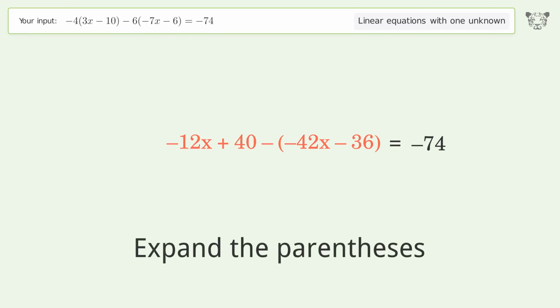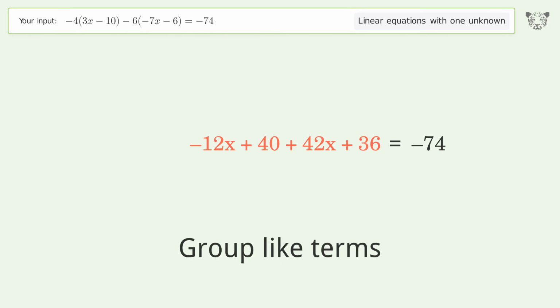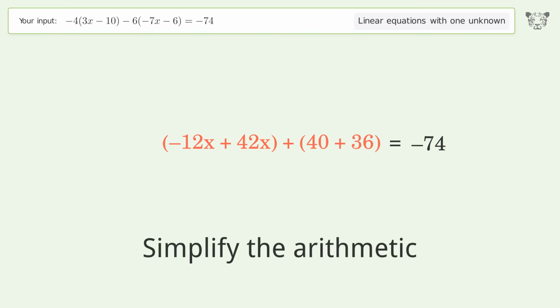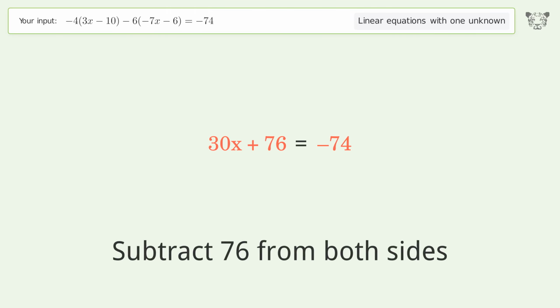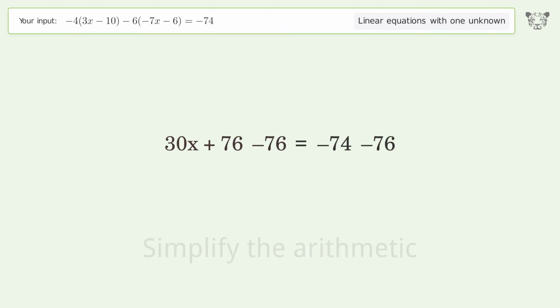Expand the parentheses. Group like terms. Simplify the arithmetic. Group all constants on the right side of the equation. Subtract 76 from both sides. Simplify the arithmetic.